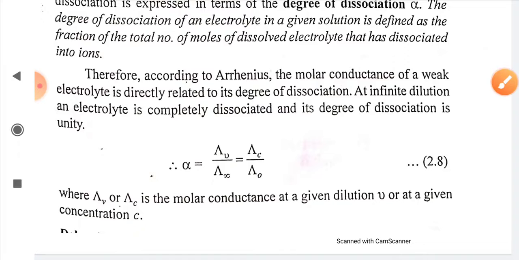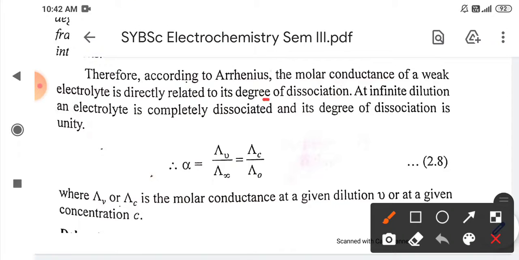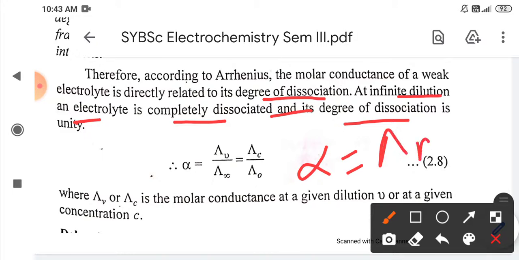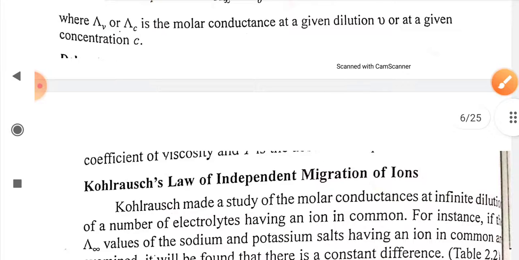So according to the Arrhenius theory, the molar conductance of a weak electrolyte is directly related to its degree of dissociation. So we can define this concept for the weak electrolyte, and based upon this degree of dissociation, we can find out the molar conductance at infinite dilution. At infinite dilution, an electrolyte is what? Completely dissociated, and its degree of dissociation is simply unity. So we can say alpha is equal to what? Lambda m upon lambda m naught. Here lambda m is the molar conductance at a particular concentration, and lambda m naught is the molar conductance at infinite dilution.